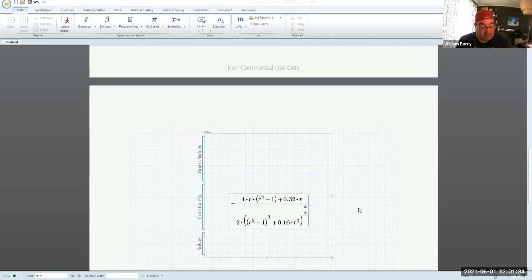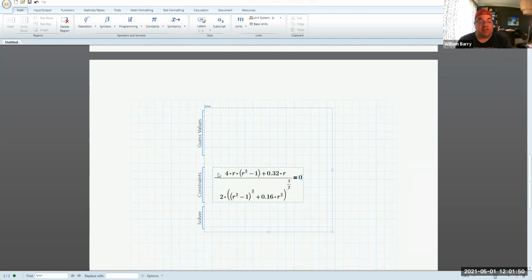So the way we get the equivalence operator is to hold down Control and type equals. And you'll see that we get this bold equal sign. That's the equivalence operator in Mathcad, and that's what we use to set up equations. So the equation we want to solve is this, which is just the derivative of that DLF set equal to 0. We want to solve this for R. Now, so that's the first part of the solve block.